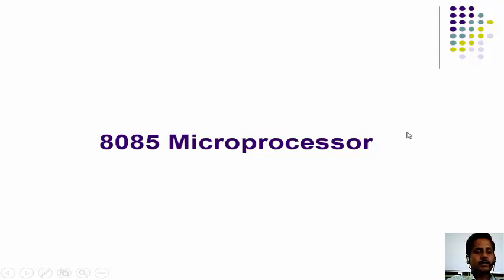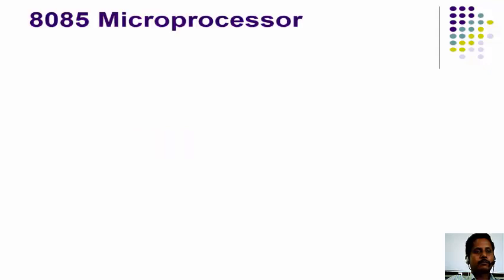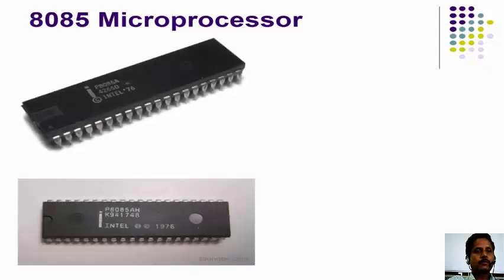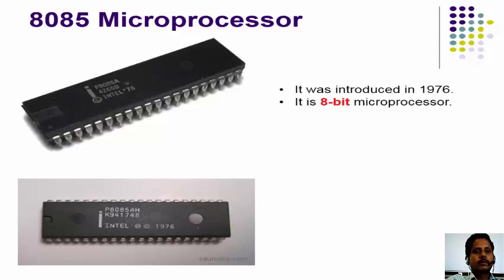Friends, now we will start the 8085 microprocessor. So first of all, we will see the basic information about the microprocessor. This 8085 microprocessor was invented in 1976 by the company Intel. It is an 8-bit microprocessor because during execution it assumes 8-bit data for the operation.